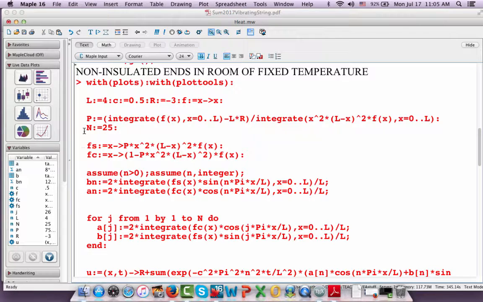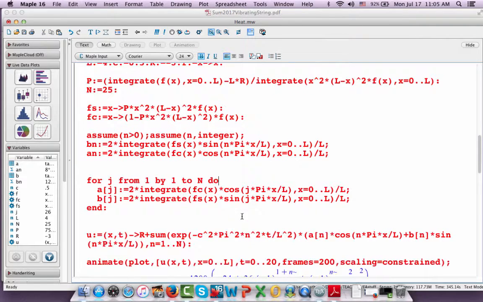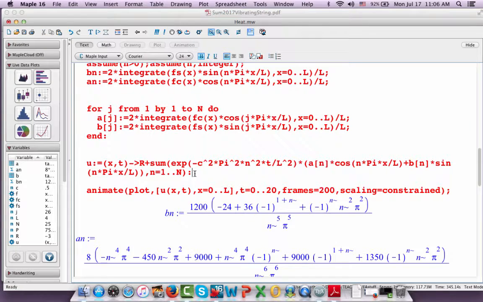So then, all I'm doing is once I have that p, which is really the lambda we were talking about before, I define my two functions fs and fc to be two things that add up to f. Again, I'm going to show you the formulas that Maple spits out, which are the ones in the notes. And then I'll have Maple compute the numerical values of those for all the 25 coefficients we need. And then we just define the function u, which is really our approximating function u sub n. And then we'll animate it.